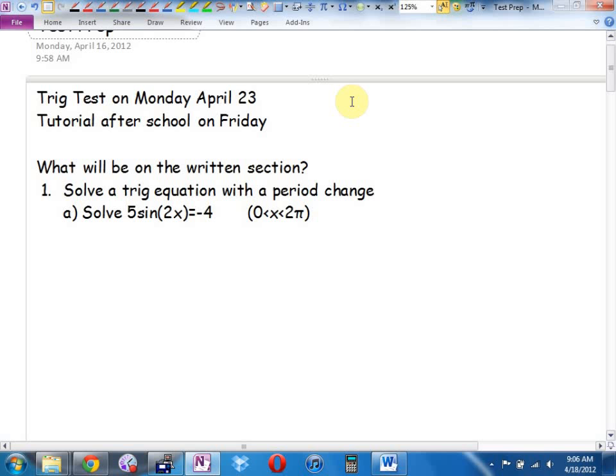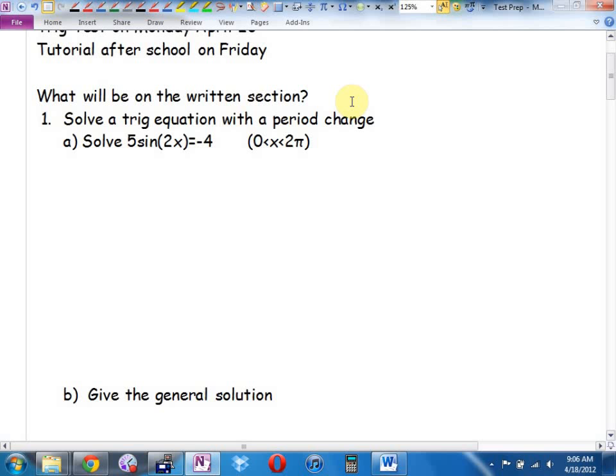What's going to be on the written section? Here's the first question. The first question is going to be solving a trig equation with a period change. Something like 5 sine 2x equals -4, between 0 and 2 pi.